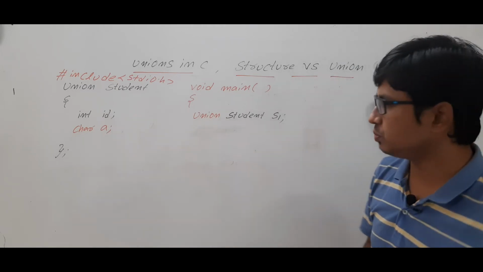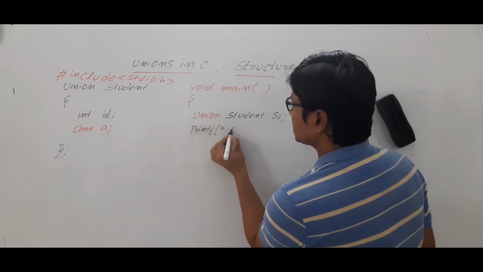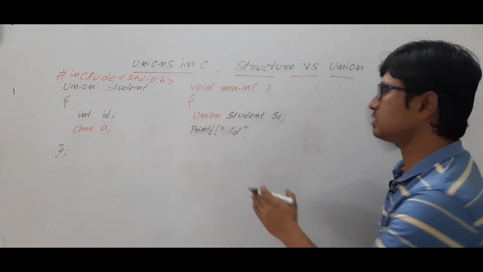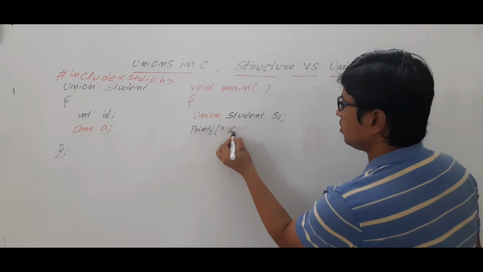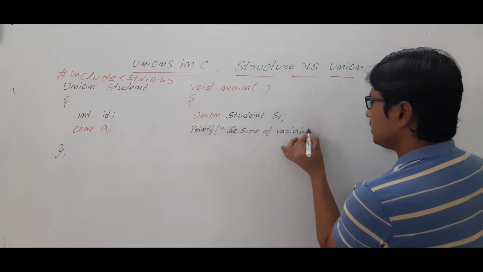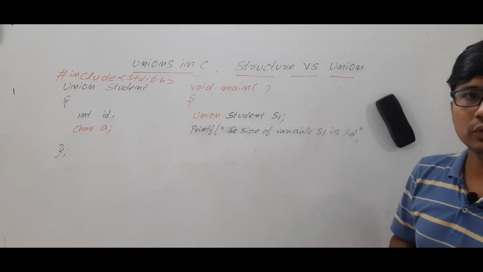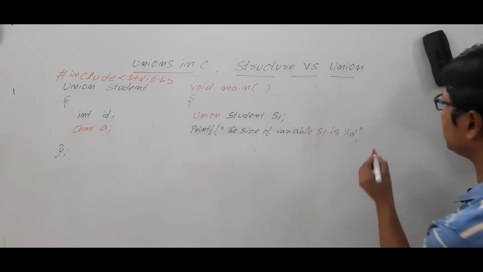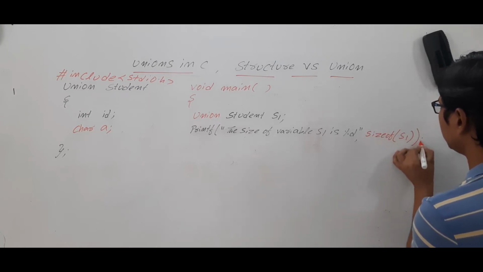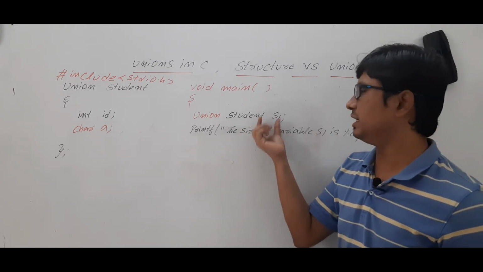If you want to see the output, you can write the statement printf, "The size of variable s1 is %d". Then to know the size of any data type, what operator do you have to use? You have to use the sizeof operator, and the name of the variable here is s1. Is it clear? Then it will display the total memory allocated for this variable s1.